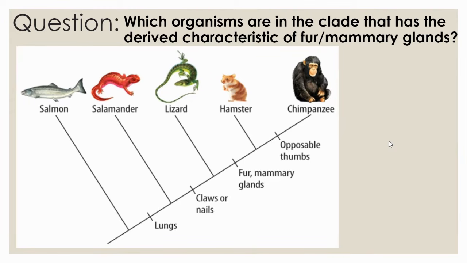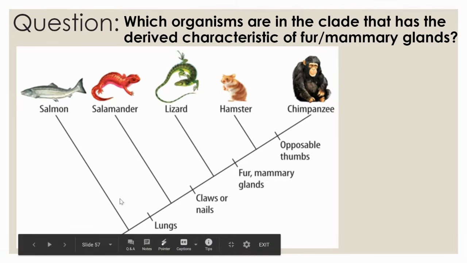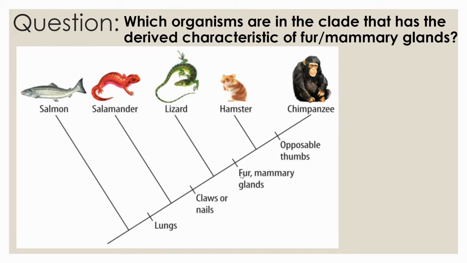Which organisms are in the clade that has the derived characteristic of fur or mammary glands? So what I'm going to do is look for fur and mammary glands. I see that here. And I want to know which ones are in a clade that has that derived characteristic. So I can't look before that. Salmon and salamander and lizard all come before fur and mammary glands, and they don't have that characteristic. But hamsters and chimpanzees come after fur and mammary glands. Hamsters and chimpanzees have the derived characteristic of fur and mammary glands.